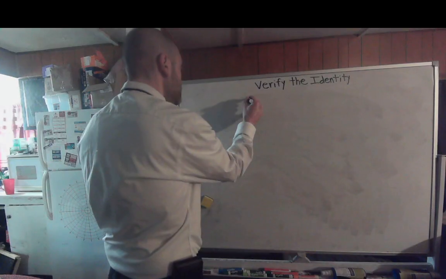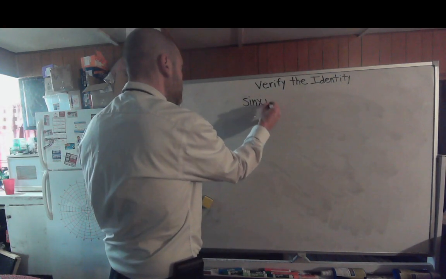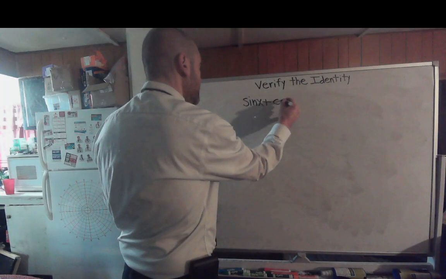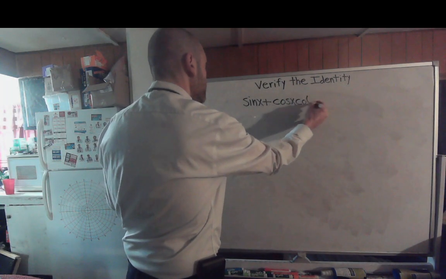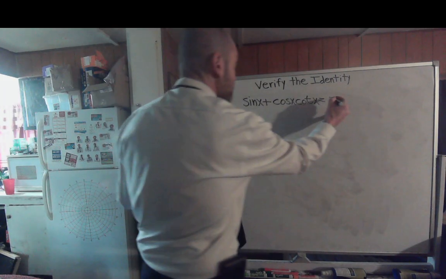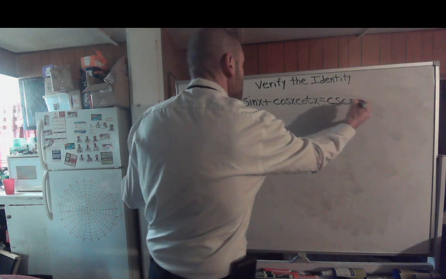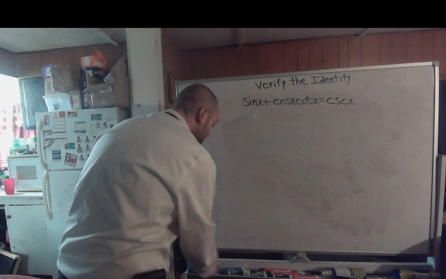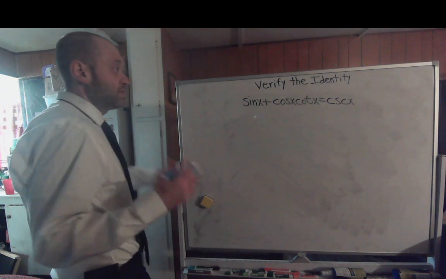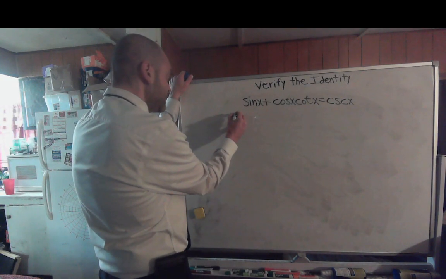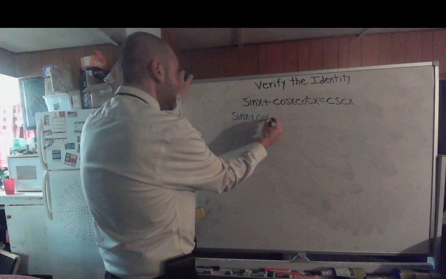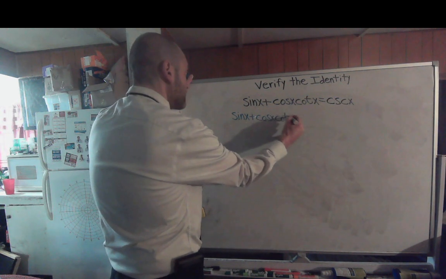All right. So we have sine of x plus the cosine of x cotangent of x is equal to the cosecant of x. So we have to verify that the sine of x plus the cosine of x cotangent of x equals the cosecant of x. Okay, so let's verify that. So write out your left-hand side again. You'll have the sine of x plus the cosine of x cotangent of x.